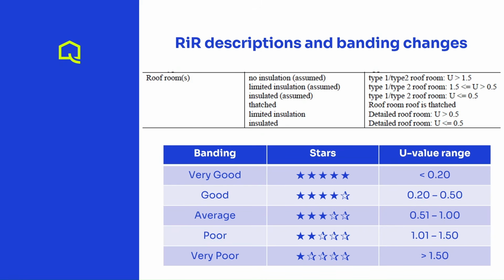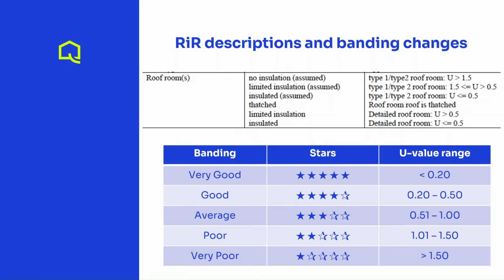Let's have a quick look at how the descriptions and bandings are determined for roof rooms. These details aren't usually available to assessors, so please don't tell anyone that you've seen them. As I've said, everything is based on the area weighted U value. With the descriptions, the U value determines whether the element is considered insulated or not. A U value above 1.5 would mean no insulation, between 1.5 and 0.5 would equate to limited insulation, and less than or equal to 0.5 would imply the element is insulated.